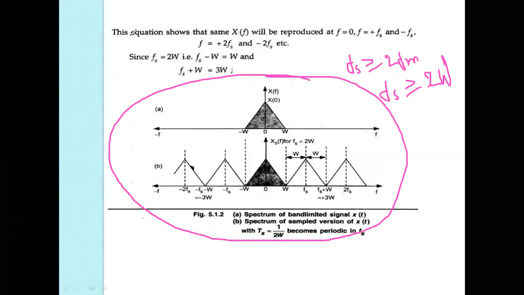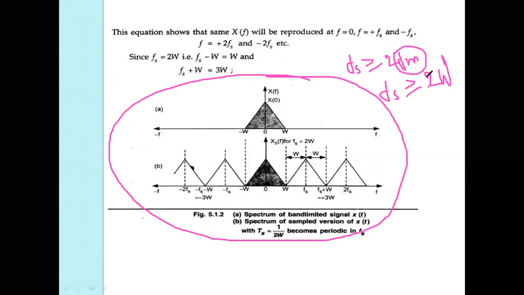Some textbooks use omega as the maximum frequency, and some textbooks use fm as the maximum frequency. Whatever it is, it is the same, my dear students. I am taking the same signal, x of f at 0, and minus omega and plus omega. I am representing omega as minus fm and plus fm. Okay, my dear students, I will explain on the whiteboard.